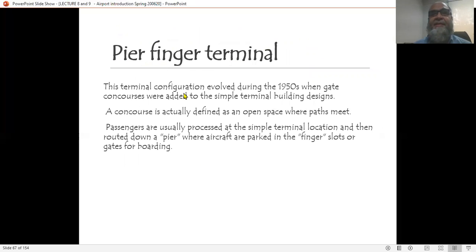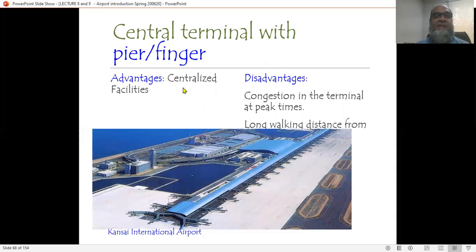So let's discuss the pier finger terminal. This terminal configuration evolved during the 1950s when gate concourses were added to the simple terminal building design. A concourse is defined as an open space where paths meet. Passengers are usually processed at the simple terminal location and then routed down a pier where aircraft are parked in finger slots or gates for boarding. The advantage is it has a centralized system, but it has congestion in the terminal building at peak times, and people have to walk longer distances from the building.